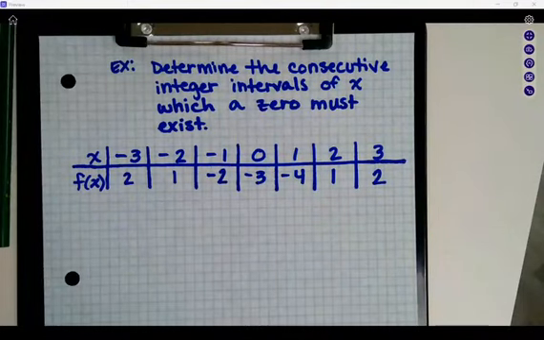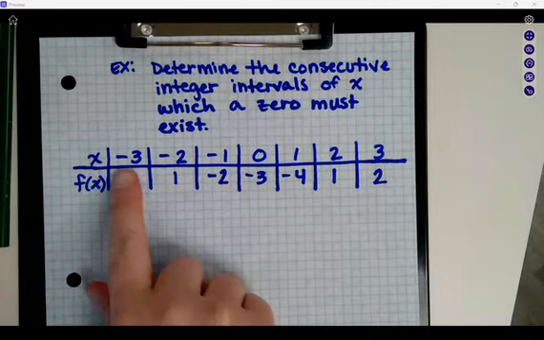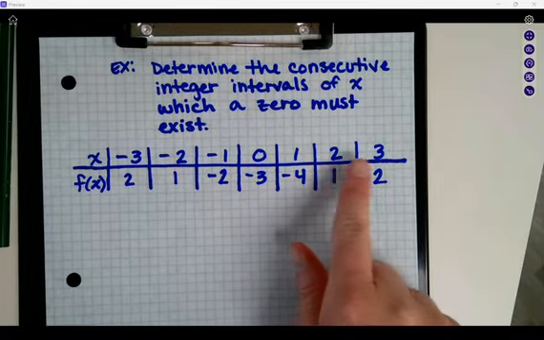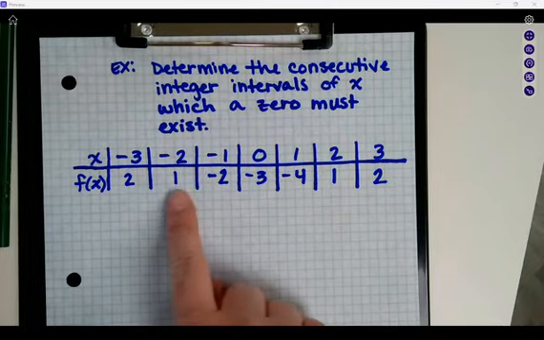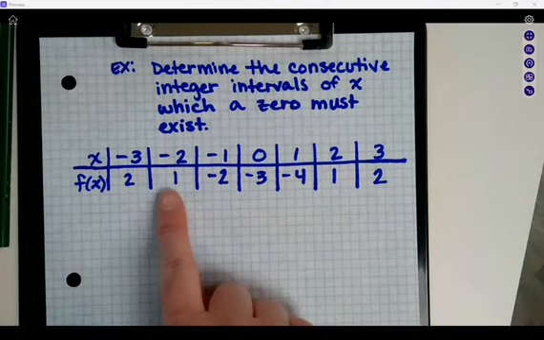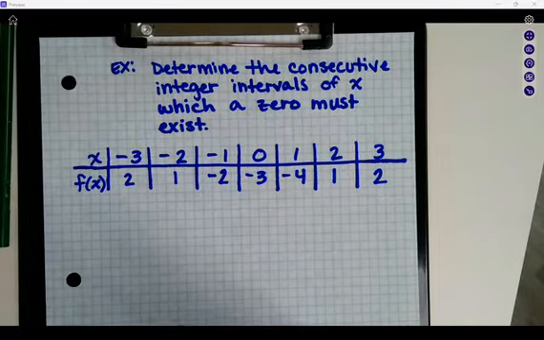Okay, so let's look at a problem where you are given a table of values. We have consecutive integer inputs. And what I mean by consecutive integer inputs is that it's going up one by one by one. Those are our independent variables. And then we have our output values, our dependent variable, which is changing depending upon what x is. Here the problem asks us to determine the consecutive integer intervals of x, in which a zero must exist.